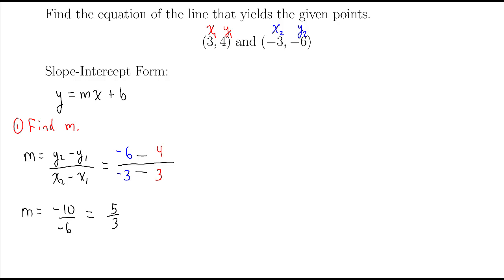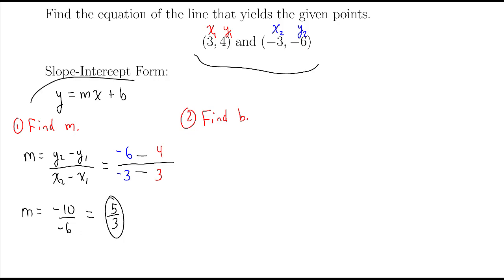So we have m. The second step here would be to find b. Now here we'll use one of these points up here, the slope that we found, and the slope-intercept form of the equation, y equals mx plus b. Pick one of these points, because the ordered pair is telling you that the x and the y value are tied together in some way. We want to figure out the equation that ties them together.